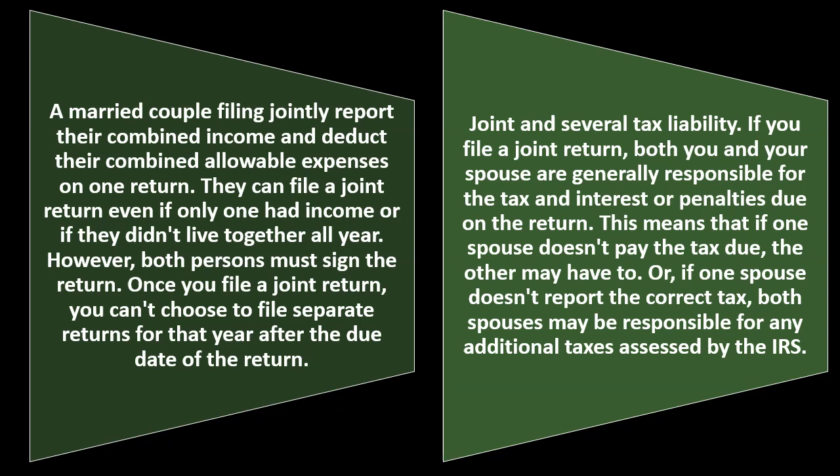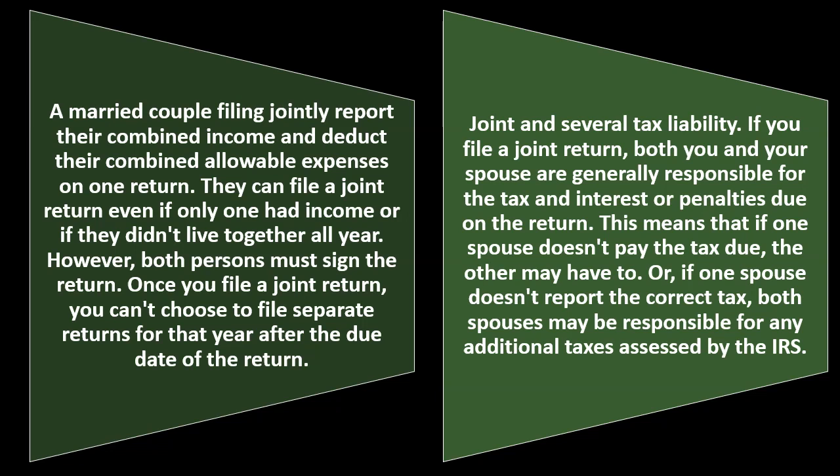Joint and several tax liability. If you file a joint return, both you and your spouse are generally responsible for the tax and interest or penalty due on the return. This means that if one spouse doesn't pay the tax due, the other may have to. Or if one spouse doesn't report the correct tax, both spouses may be responsible for any additional taxes assessed by the IRS. So note, like a partnership, you have the two individuals on one return. If there's a problem with the return, or if there's something that wasn't reported correctly, the tax responsibilities of one spouse are going to be the responsibility of the other spouse in essence as well.